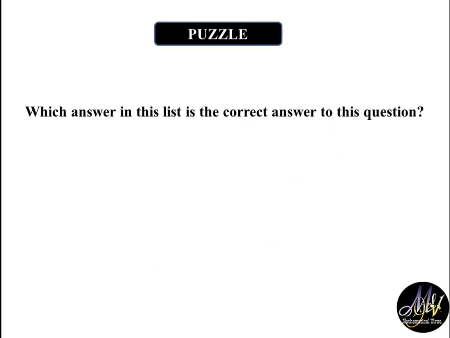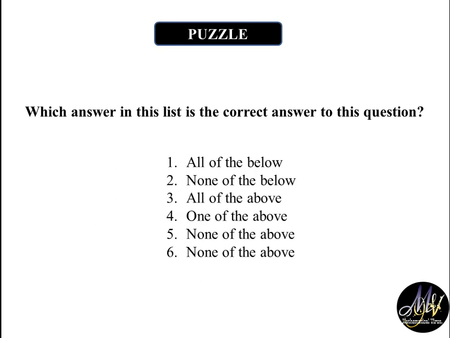Here's a puzzle for you. Which answer in this list is the correct answer to this question? 1. All of the below. 2. None of the below. 3. All of the above. 4. One of the above. 5. None of the above. 6. None of the above. Pause the video if you wanna give it a try. When you are ready, keep watching to see how to solve it.